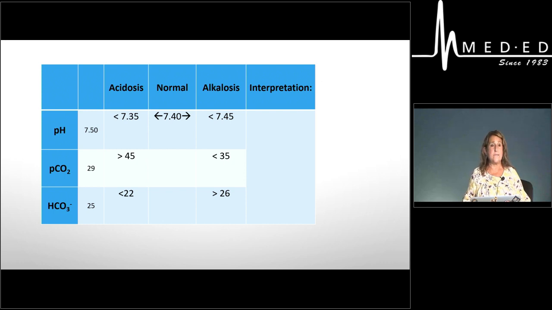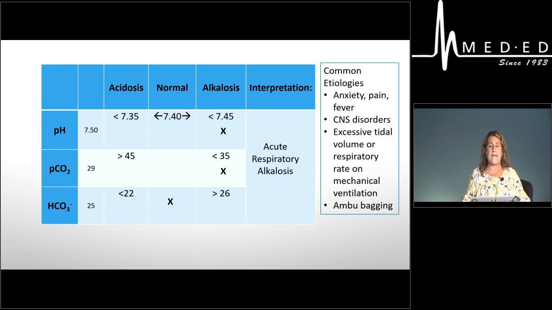In this next example, the pH is 7.50. In this case, it's higher, so alkalotic. The PCO2 is 29. In this case, it's lower than the normal range, so it's alkalotic. And the bicarb is 25. In this case, that's normal. So this blood gas follows an alkalotic condition, and because the respiratory component is on that alkalotic side, it's an acute respiratory alkalosis. Things that can cause acute respiratory alkalotic conditions include anxiety, fever, pain, liver failure, CNS disorders, and a wide variety of neuro problems as well.